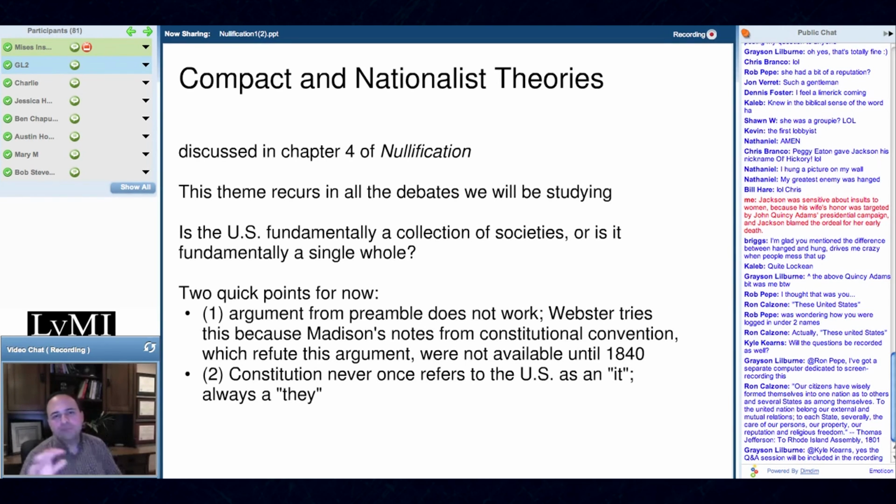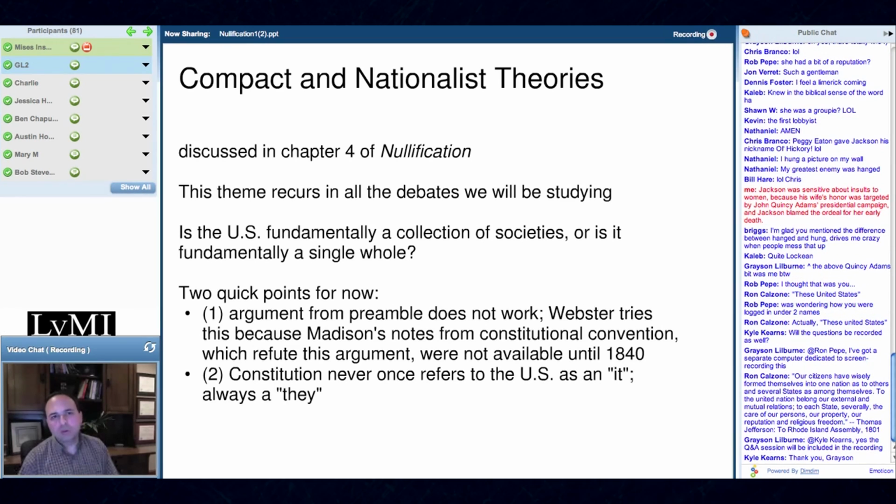So the nationalist theory, by contrast, argues that the United States is indeed a single whole, and after all, in the preamble to the Constitution, it says, we the people of the United States. It does not say we the states. It says we the people of the United States. So it is speaking of a single whole.